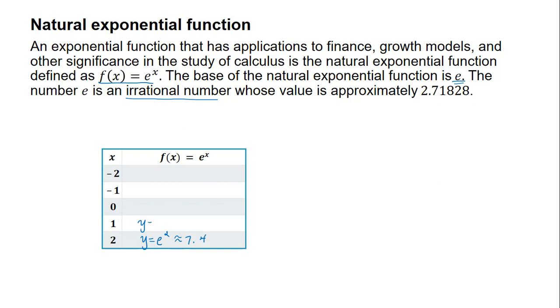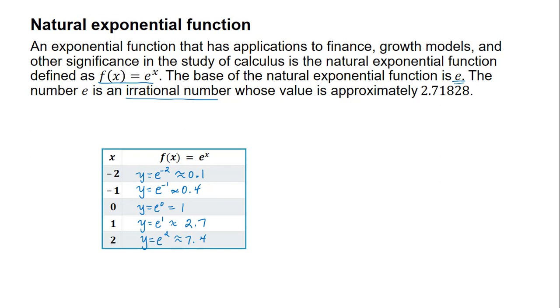When we have the input of 1, e to the 1 is approximately 2.718, so we'll just say 2.7. When x is 0, we get e to the 0, which is just 1. And when the input is -1, e to the -1 is 1 divided by e, or about 0.4. And then when we have e to the -2, that's really 1 divided by e squared, which is about 0.1.